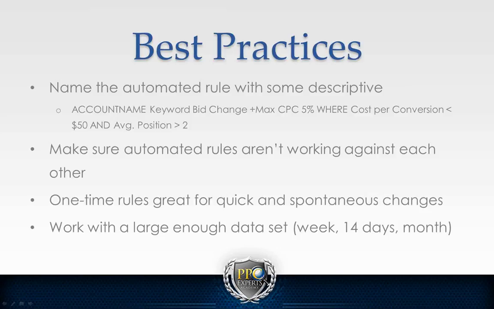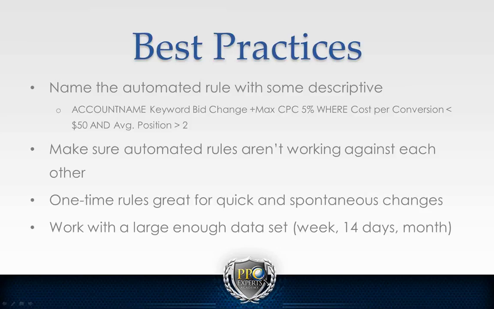So you want to name that with the account name, and then, for example, keyword bid change, and the plus sign for me means we're increasing the max cost per click by 5%, where cost per conversion is less than $50, and the average position is greater than 2. I believe in the terminology that Google uses for the rules, it would say average position is better than or worse than, to make that a little bit clearer. But anyways, that's how you want to name it.